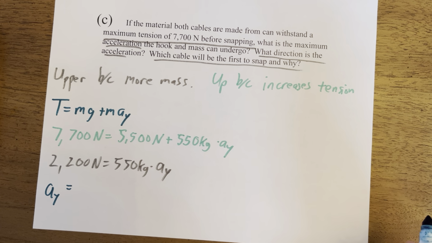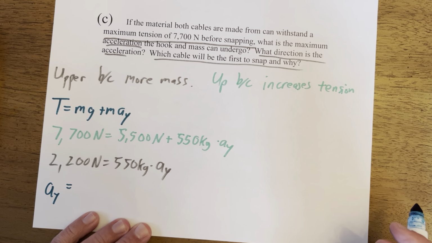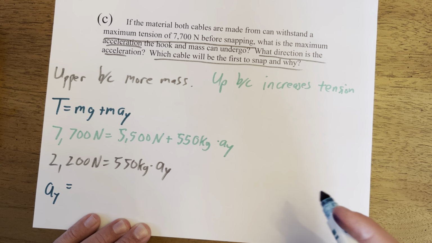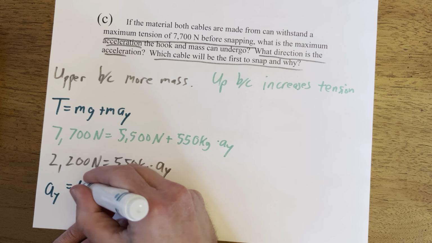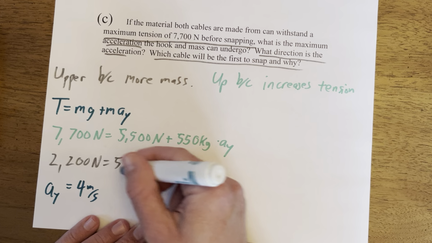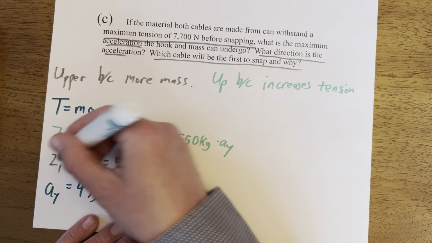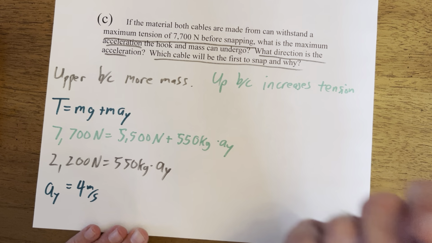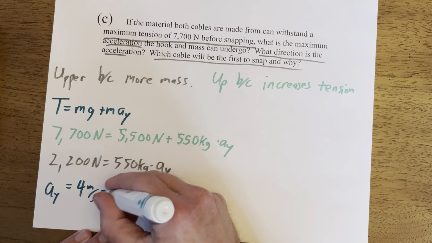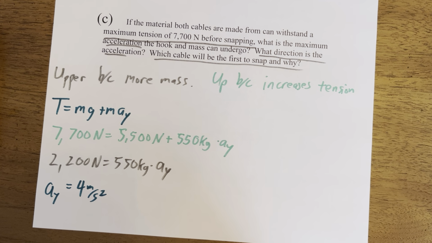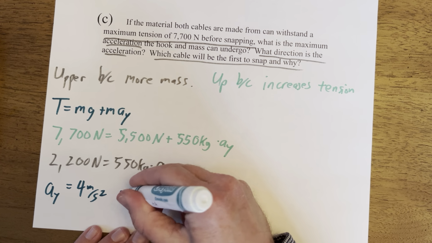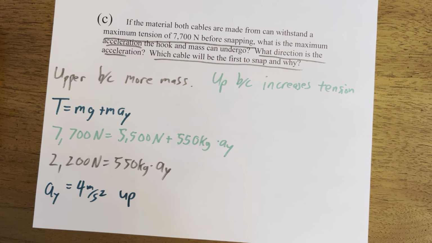Hey, Google, what's 2,200 divided by 550? 2,200 divided by 550 is 4. Oh, that works out nice. Oh, shoot, yeah, duh. Because this is 500, so that will give you 2,000, and then 50 times 4 gives you the 200 there. So 4 meters per second squared upwards, right? Positive is our acceleration there.